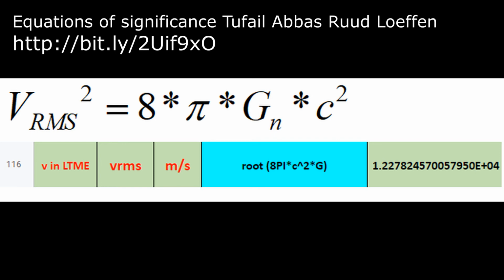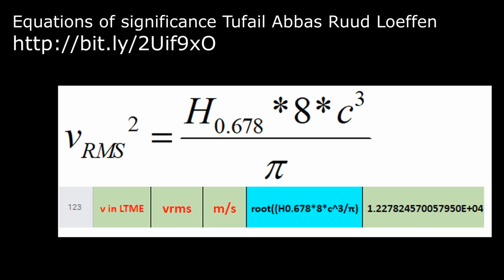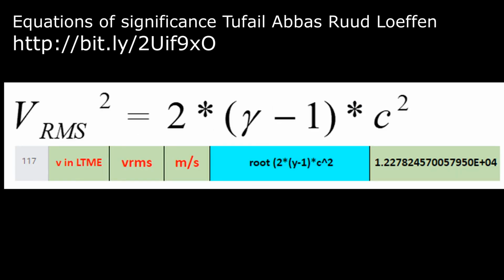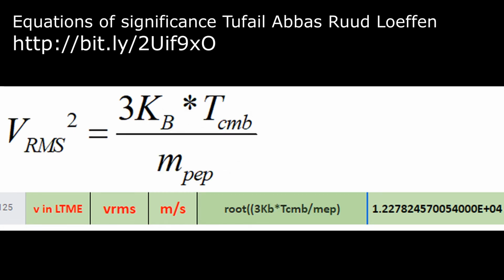Check these calculations and equations of significance with a few hundred related equations and calculations. The coupling constant kappa. The Hubble constant. 2 times gamma minus 1 times c squared. Vrms with vacuum permittivity and permeability. Vrms with CMB.